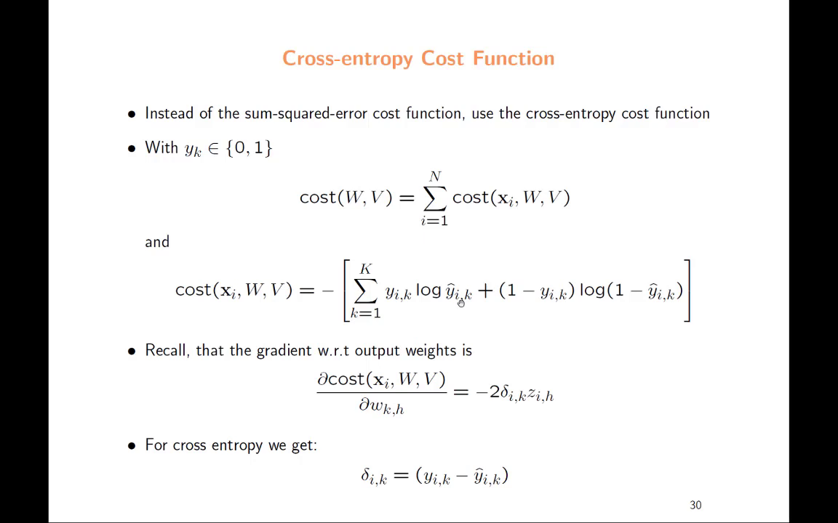This is after applying the sigmoid, so this is between 0 and 1. Plus 1 minus the target times log of 1 minus your prediction. And this looks a little bit strange, but you should realize that y is either 0 or 1. So if it's 0, then this term drops out, and you only have this term. And if it's 1, this term drops out, and you only have this term.